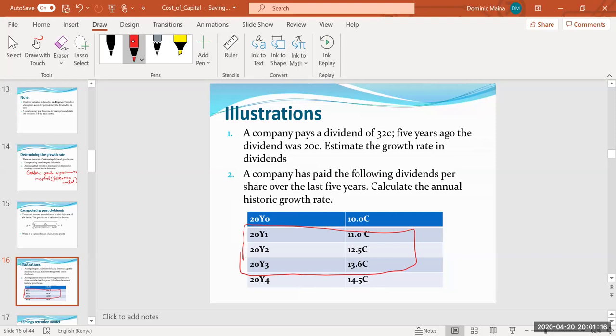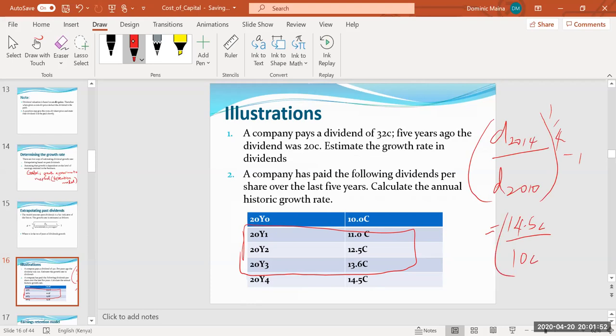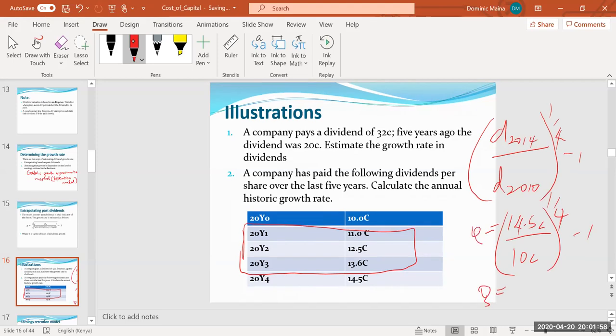In this case, 2010 to the year 2014 is a quick one. We take D2014 and divide by D2010. It is growing from 2010 to 2014, so those are 4 years of growth. Therefore this gains the power of a quarter, minus one. So it will be 14.5 cents divided by 10 cents, to the power of a quarter, minus one, to give our annual growth in the dividend.